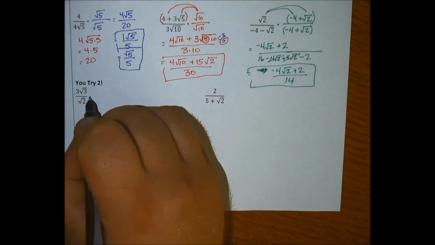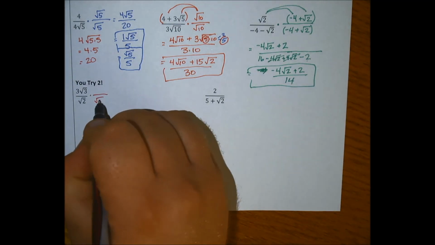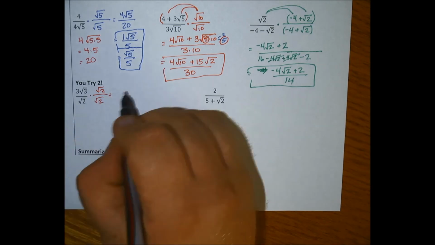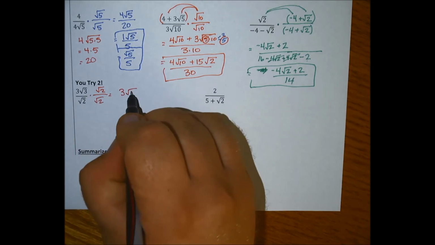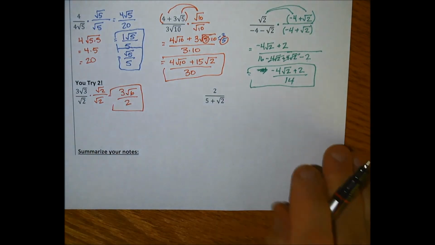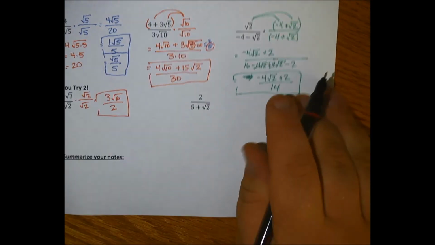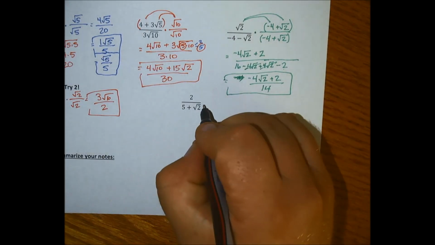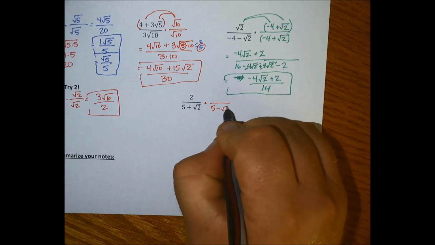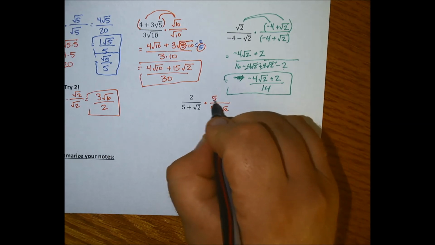Okay, welcome back. Hopefully what you did is just multiply this by square root of 2 over square root of 2 and got 3 root 6 over 2. Done deal. That one was easy. This one's hard. There you go. Hopefully you multiply this one by 5 minus root 2 on the top and bottom.